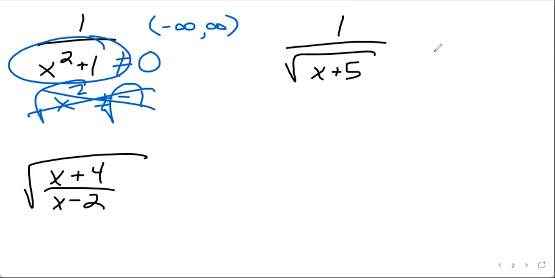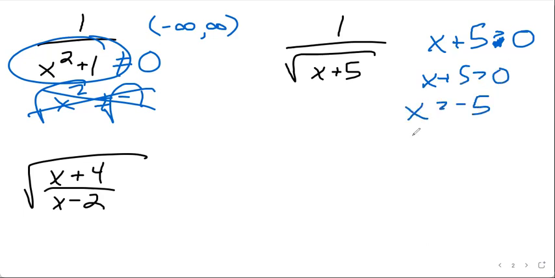On the right here, we have a square root. Anything inside of a square root is greater than or equal to 0. But it's also in the denominator, which cannot equal 0. So it's greater than or equal to 0, but it's not equal to 0. So you conclude that it's just greater than 0. So that means x is greater than negative 5.